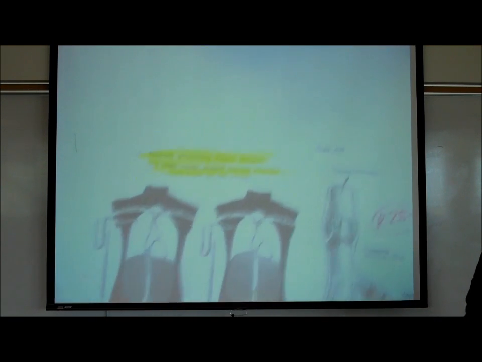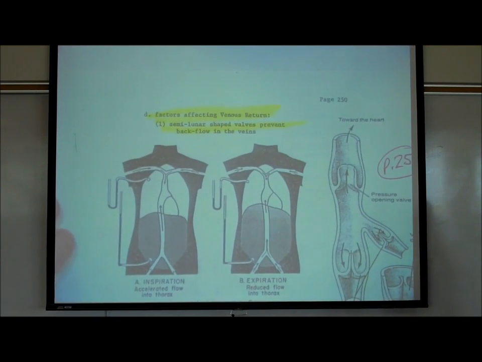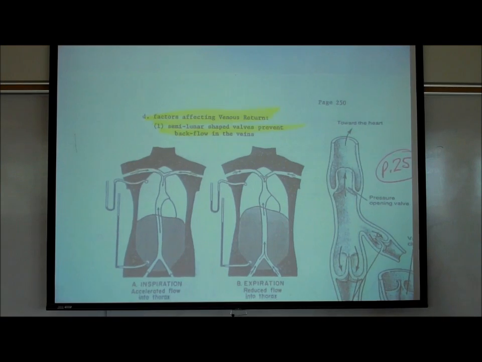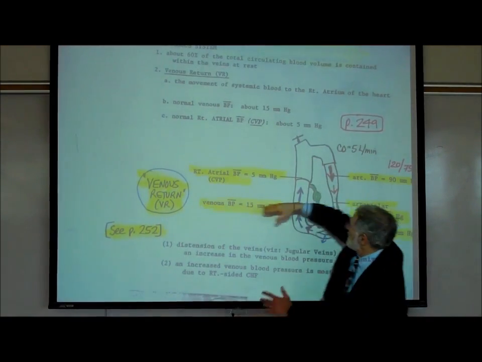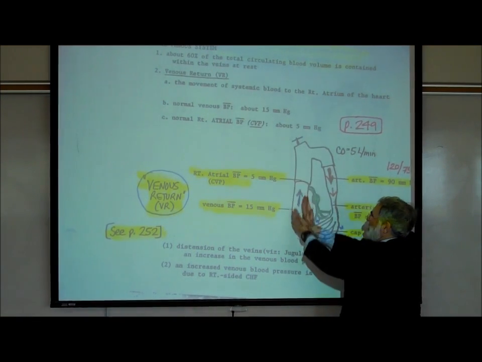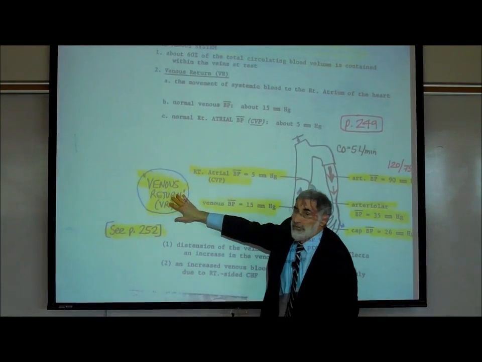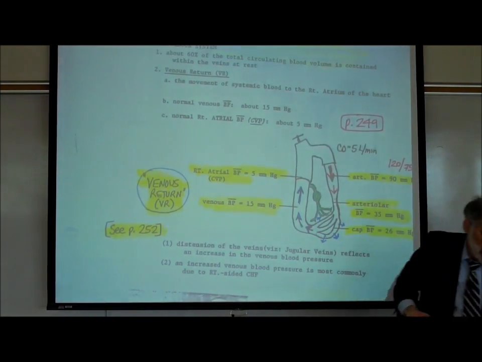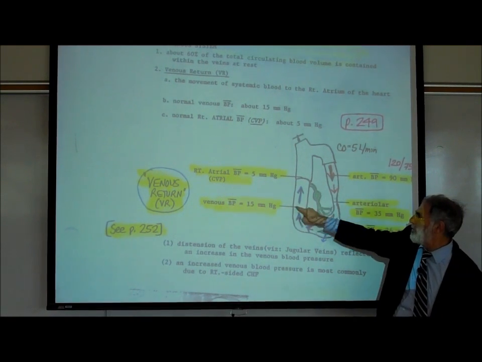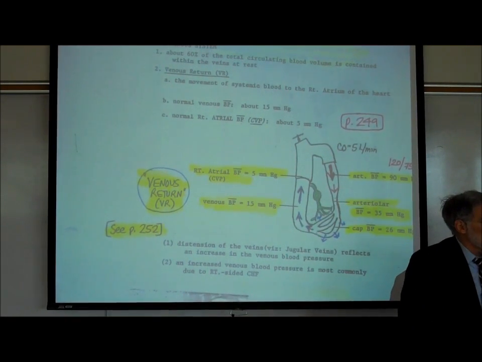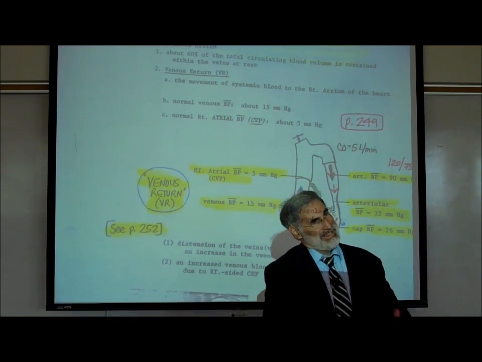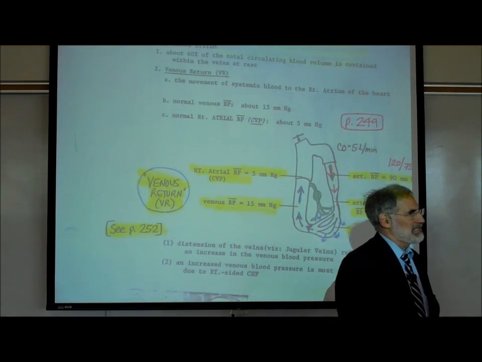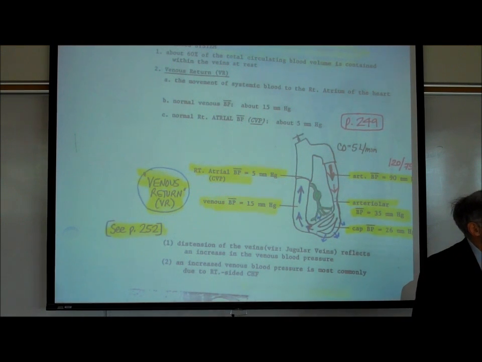Now, on the next page, 250, what are the factors affecting venous return? Incidentally, obviously, on this picture, I show that this flow of blood back to the water faucet is called VR, venous return. So, you know, the problem is the blood pressure in our veins is really low. So the veins need help to get the blood back to our heart because the pressure is so low.